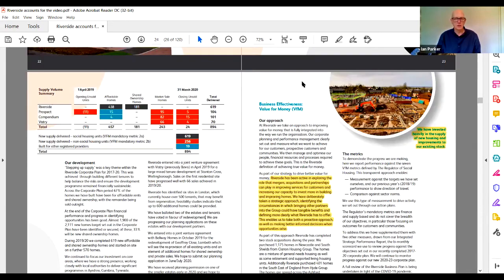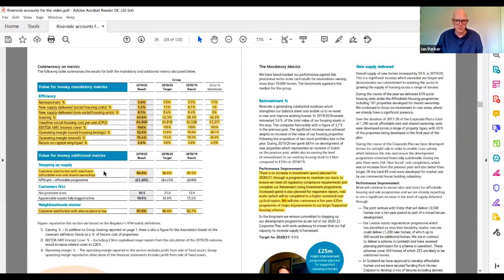As a tenant, you want to know if the organisation is going to continue to invest in your home. And as you can see on this page, there is a picture of investment work and new build taking place. And it's saying here, we have invested heavily in the supply of new housing and improvements in our existing stock. So they're being upfront about it. They're explaining what they're doing.